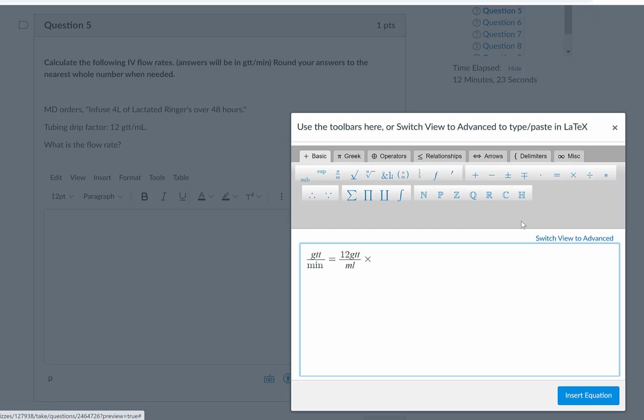Now I know that I need to get rid of mLs, but I do not have mLs anywhere else in my equation, but I do have liters. So I need to make the conversion from mLs to liters. Now I can get rid of my liters. And I'm at hours, but I need to be at minutes, so I need to make sure to convert it from hours to minutes.